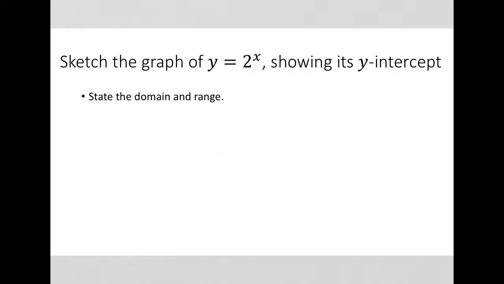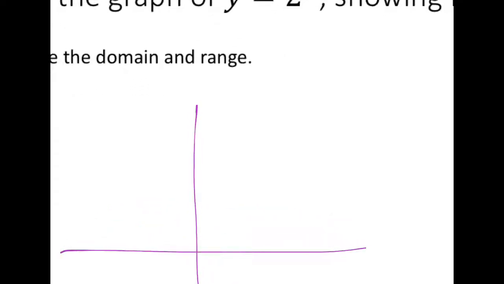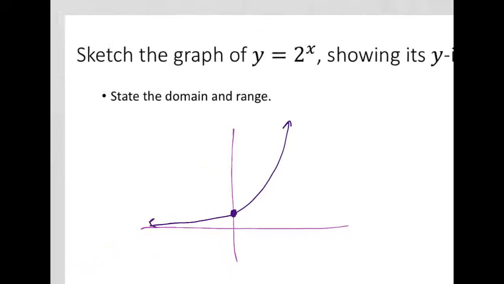Let's sketch the graph of y = 2^x, showing its y-intercept. Well, we already did this in the previous problem. What we know is we have the y-intercept there at 1. We know it levels out to the left and shoots off towards infinity to the right.